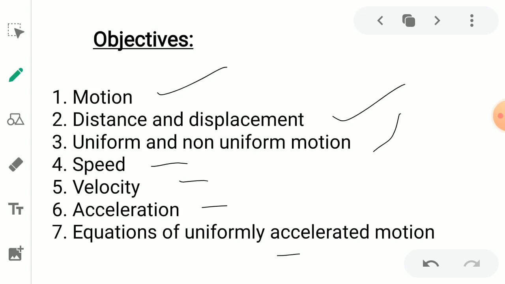Finally, we will see the equations of uniformly accelerated motion, that is the different equations of motion. That is the first equation of motion, second equation of motion, and the third equation of motion. Okay, so there are three equations of motion. So at last we will see the equations of uniformly accelerated motion.